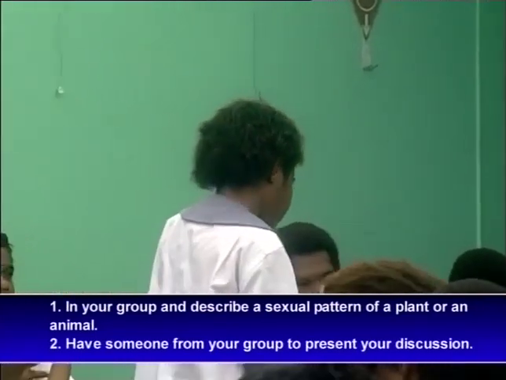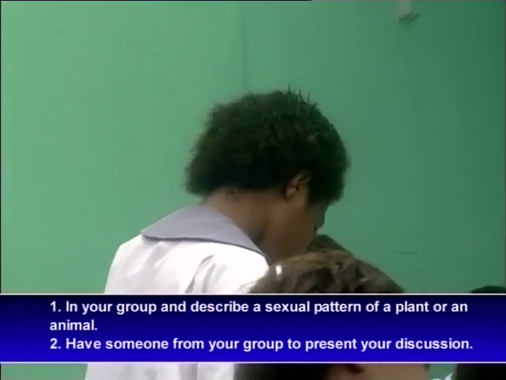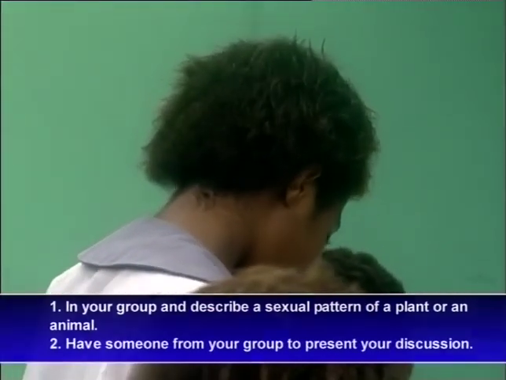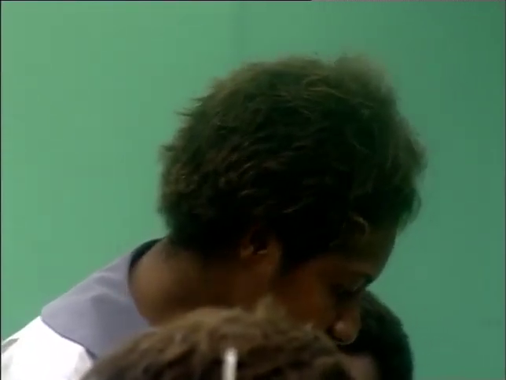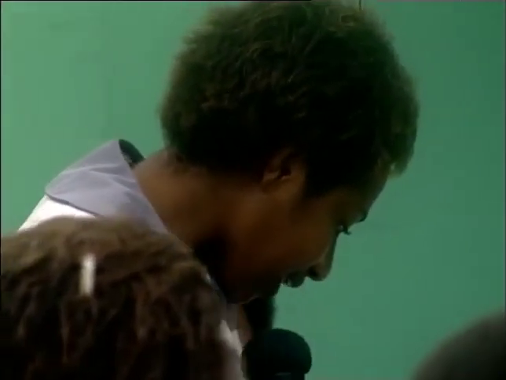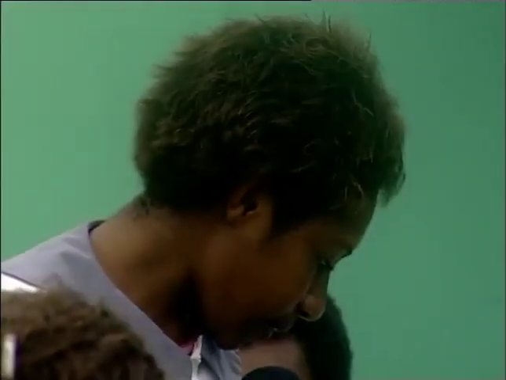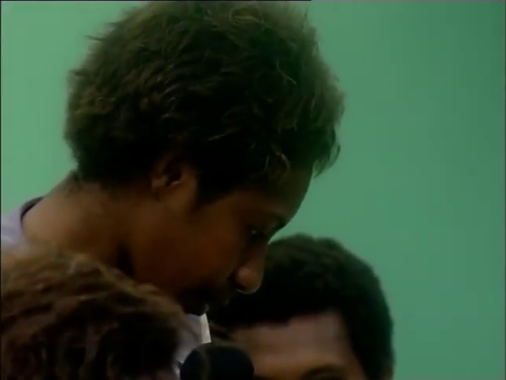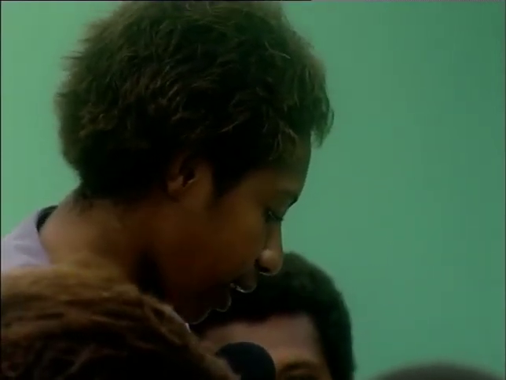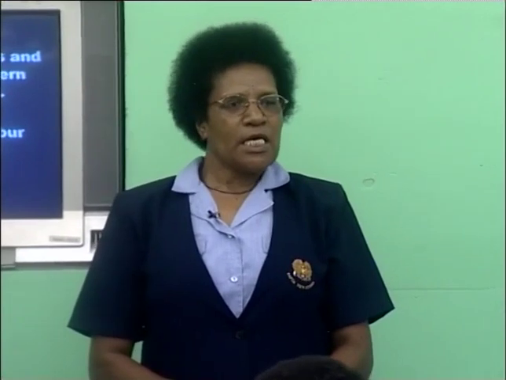Okay, let's have you with yours. In my group, we have discussed a flowering plant, and the name of the flowering plant is golden showers. Golden showers reproduce mainly in December and early January. Very good, thank you. So these two plants, the golden showers and the rain tree, have a special time to reproduce. So they reproduce seasonally.